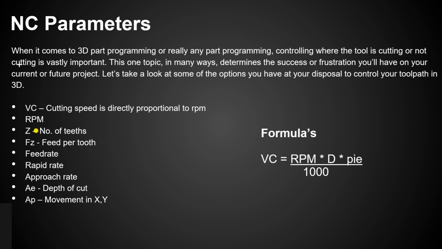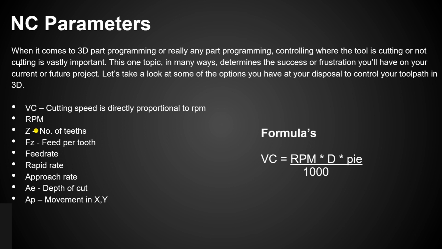Next one is NC parameters. Previously in manual programming we had to convert our VC into RPM. Basically VC is cutting speed and it is directly proportional to RPM. RPM means rotations per minute. After that we have to know what Z is, the number of teeth, and FZ, the feed per tooth. Then after that we have to calculate the feed rate.